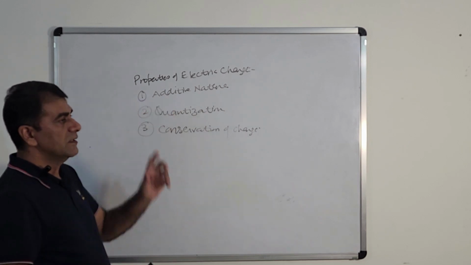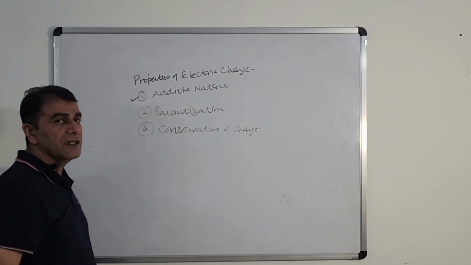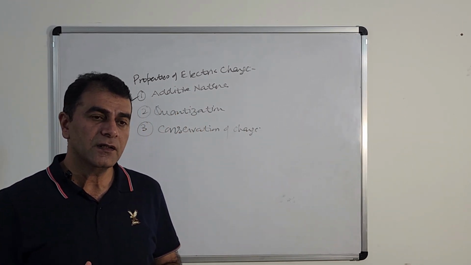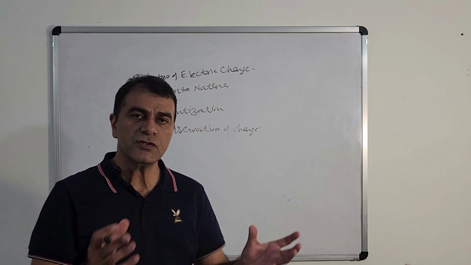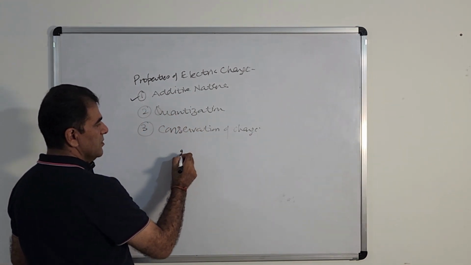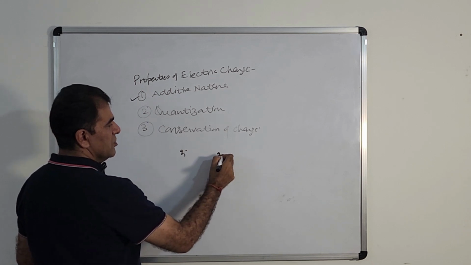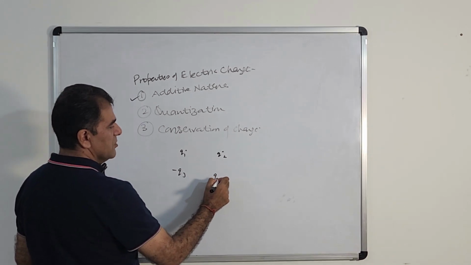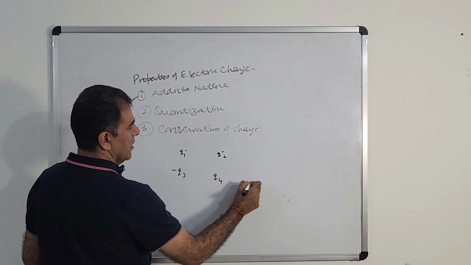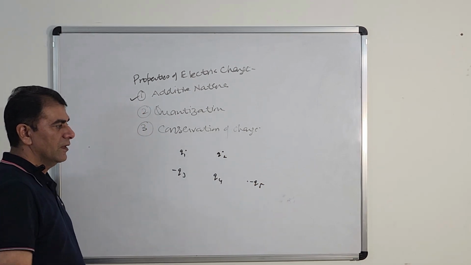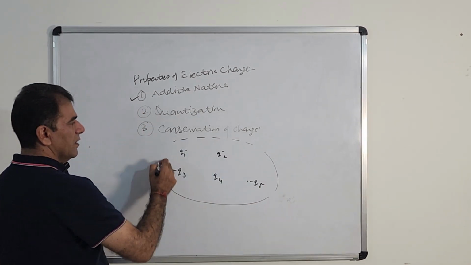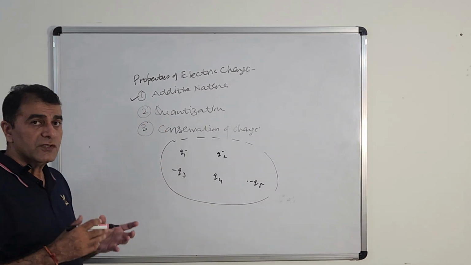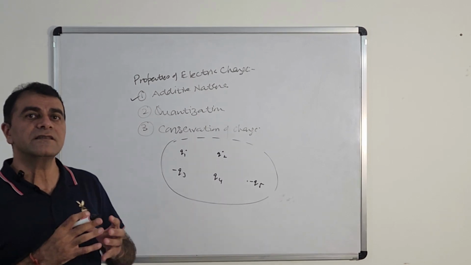So, first is additive nature. What does additive nature mean? Let us suppose there are more than two or three charges in a system. Say there is one charge Q1, another charge Q2, another charge minus Q3, another charge plus Q4, and another charge minus Q5. So in this system there are a total of 5 charges. Then the additive nature of charges says that we can add these charges.